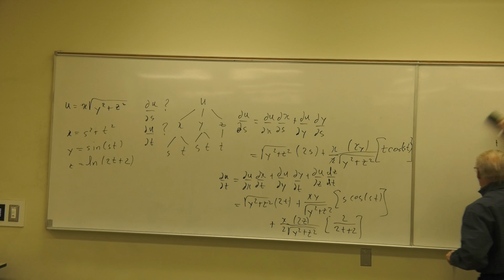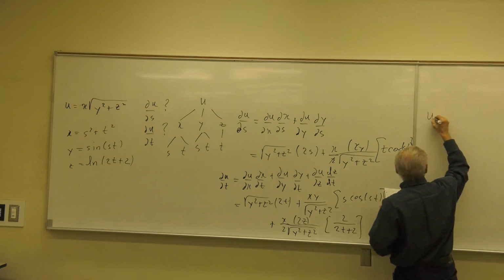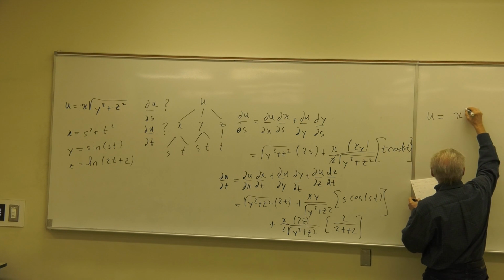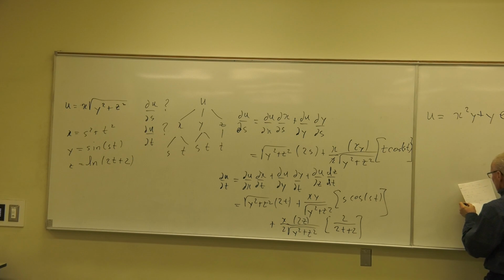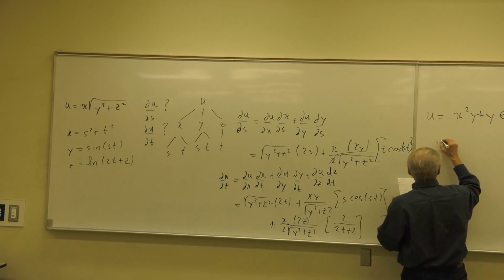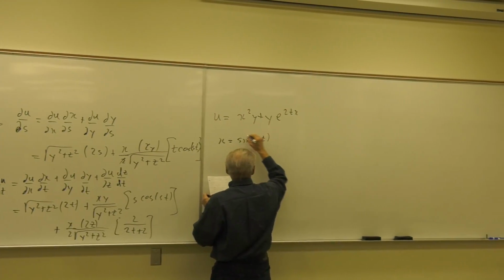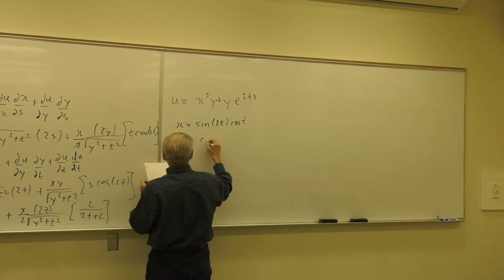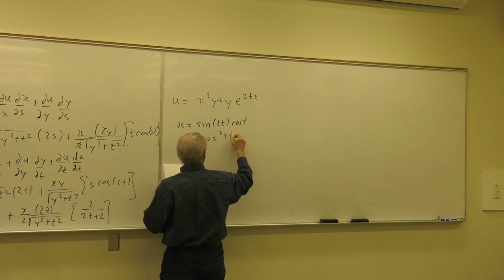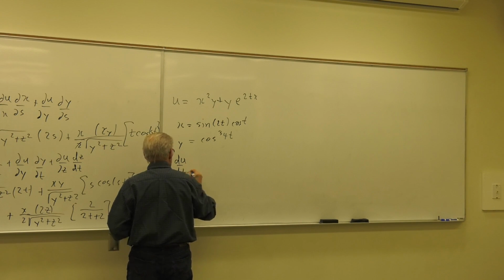One last one for this video. Suppose I tell you that u is equal to x squared y plus y e to the 2tx. I tell you that x is equal to b sine of 2t, b cosine of t, and I tell you that y is equal to the cos cubed of 14. Is it appropriate for me to ask for du dt?